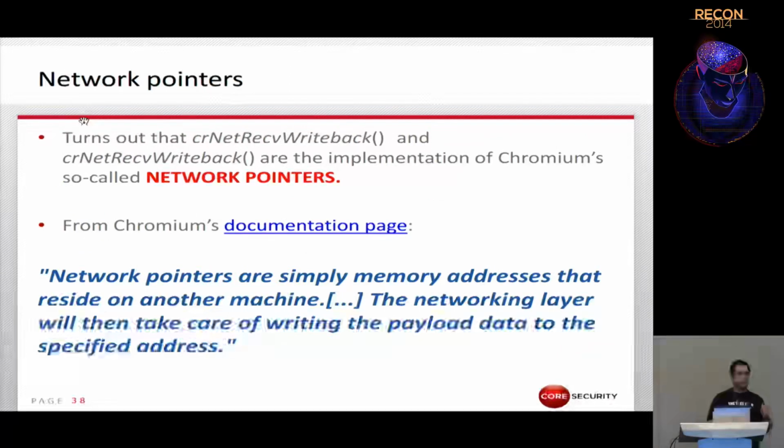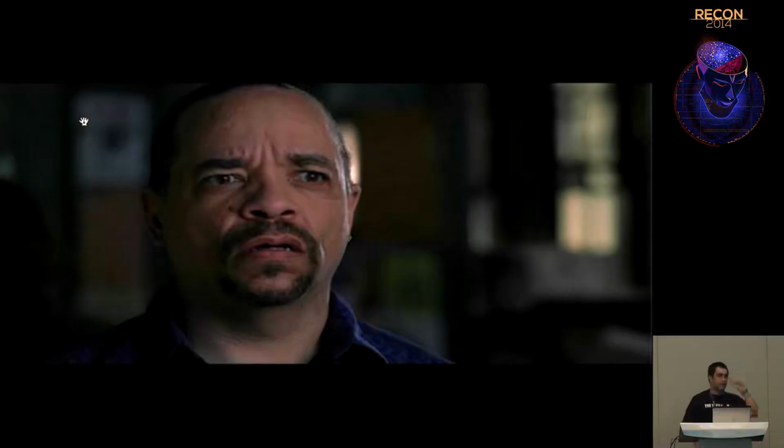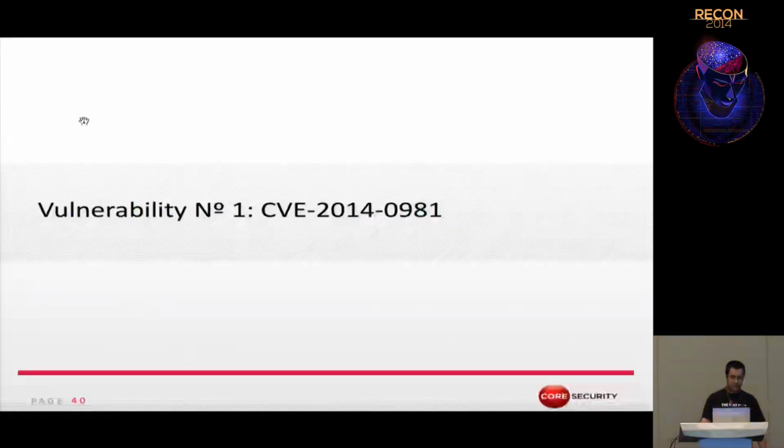If you read the documentation of Chromium, you'll find that they say that network pointers are just memory addresses that reside on another machine. And the networking layer of Chromium will write the payload data to the specified address. So I guess right now you're saying, what? Is it for real? And yes, this is for real. So here it comes, the first vulnerability.